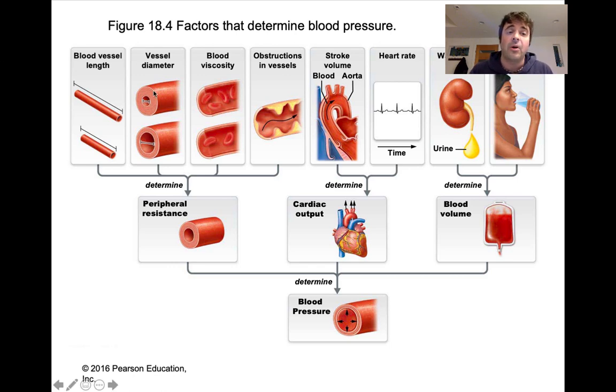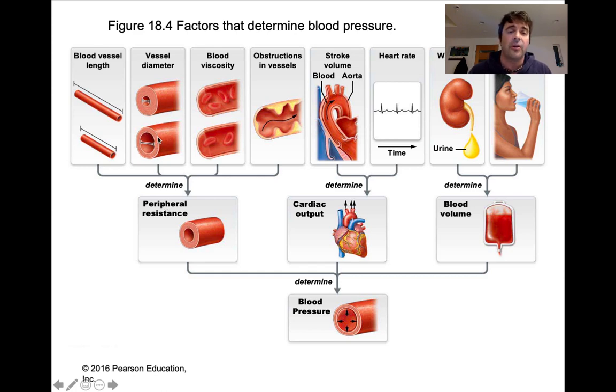Blood vessel diameter, on the other hand, is going to change all the time, and this is a primary mechanism by which the nervous system actually regulates blood pressure. When I use the term vasoconstrict, V-A-S-O-C-O-N-S-T-R-I-C-T, when I use the term vasoconstriction, I'm talking about a blood vessel that has narrowed its diameter, and it does that by contracting the smooth muscle within the layers of the blood vessel wall. When vasoconstriction happens, peripheral resistance increases.